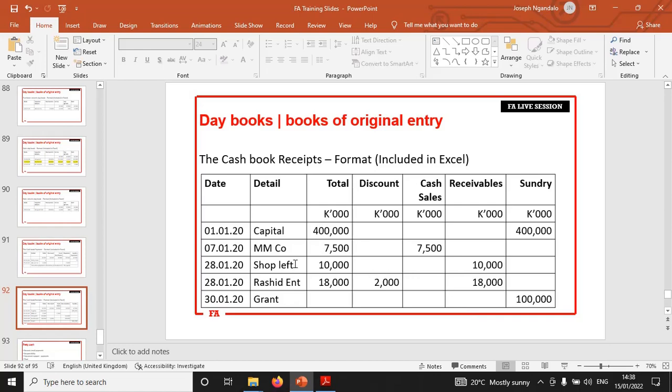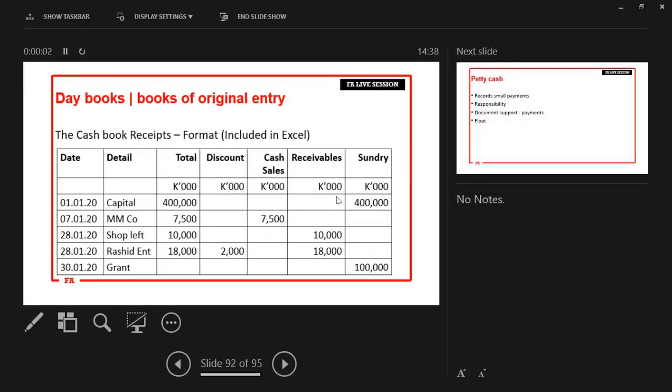Now for Rashid Enterprise, not Entertainment. We have got a person who got goods worth 20,000, but they paid in time. So they qualified for a discount of about 10%. So instead of paying 20,000, how much did they pay? 18,000. Yes, very important for us to see that. So the analyzed cash book must be appreciated.